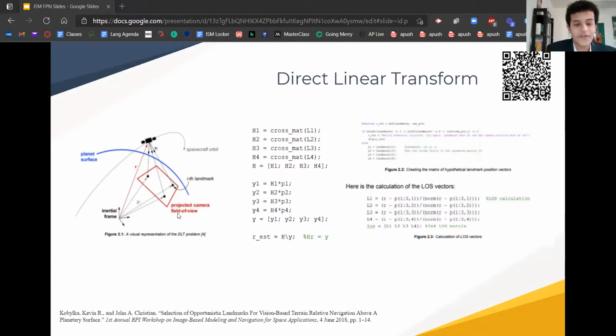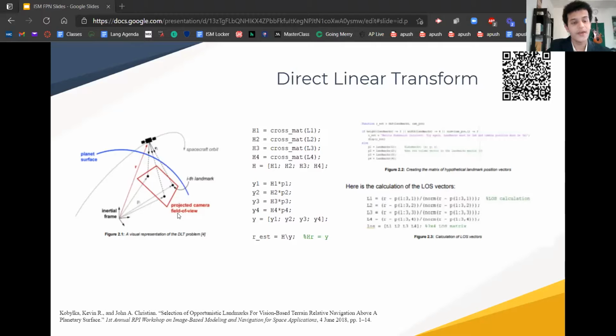All right. The first step that we need to do is called the direct linear transform. And what we need to understand about the direct linear transform is really just this diagram that we have here on the left. The blue part is our planet, and there is a satellite orbiting that planet. The red box right here is what is called the field of view of the camera that is aboard the satellite. That is essentially the maximum amount of surface that we can view through our camera.